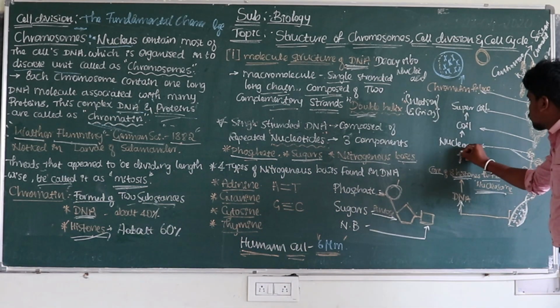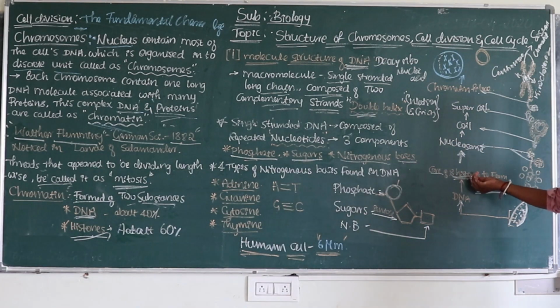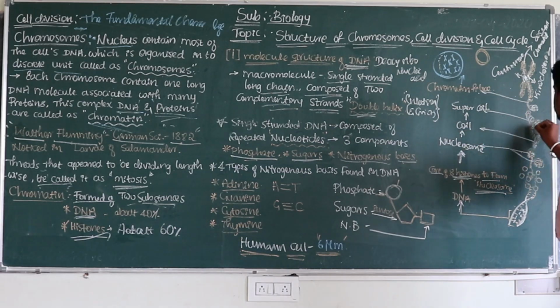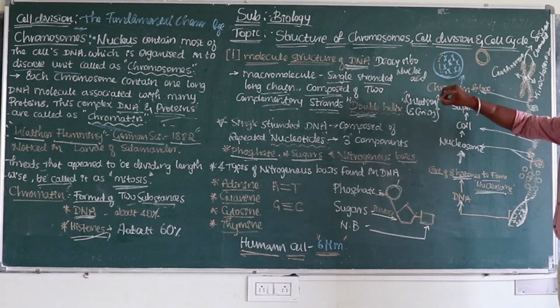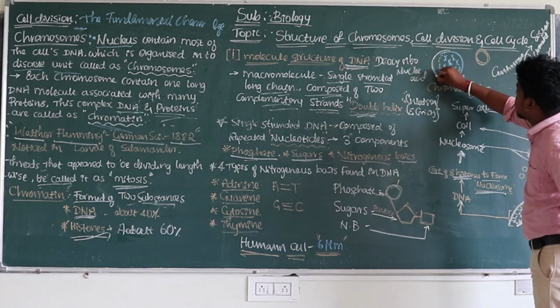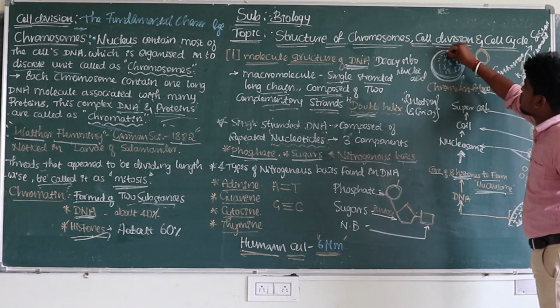Then the nucleosomes. How many? The 8 core histone proteins form the nucleosomes here. The coiling and the supercoiling of the DNA chromatin fibers inside the nucleus. This is the nucleus. This is the nucleus structure.